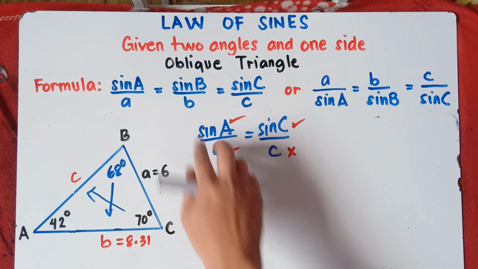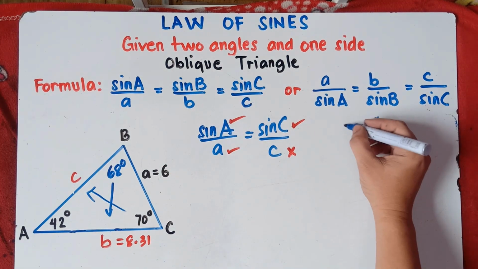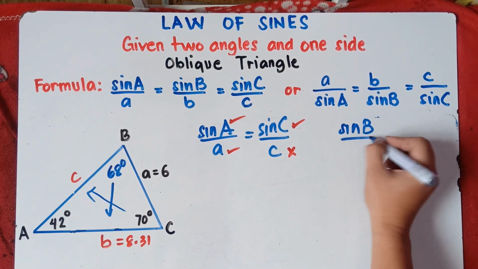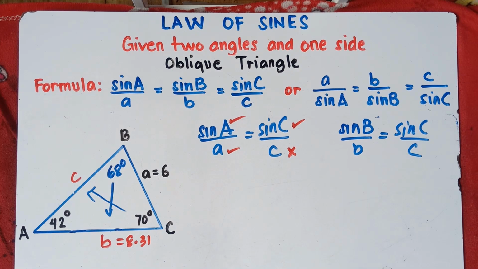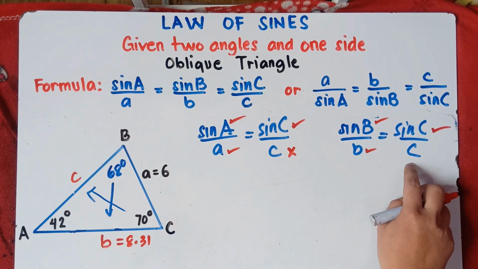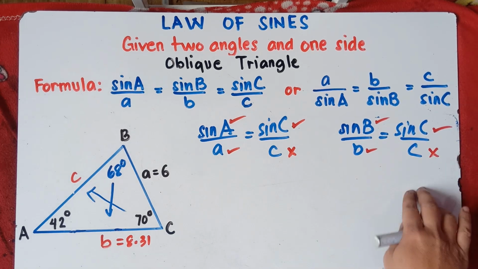So let's check, class, if we can use sine B over B equals sine C over C. Do we have angle B? Yep. Do we have B? Yep, we already have B. Do we have angle C? Yep. Do we have side C? Nope, we don't have side C. Therefore, we only have one unknown. You can also use this formula.